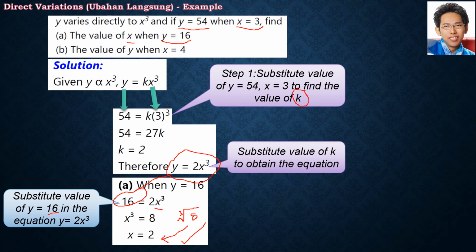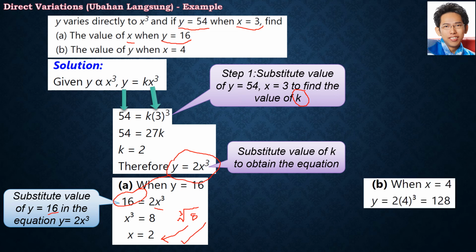Okay, so the next one is for B. For B, we want to get the value of y when x equals 4. Now previously they gave you y and you had to find x. Now they give x, and you find y. So given x, you want to obtain the value of y.